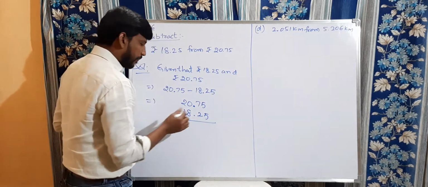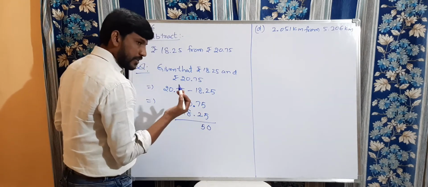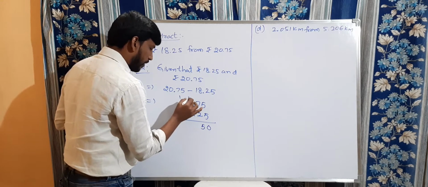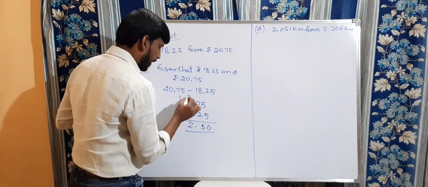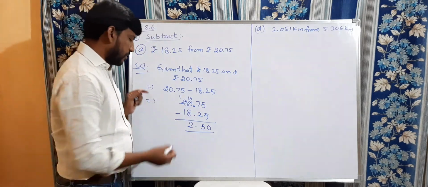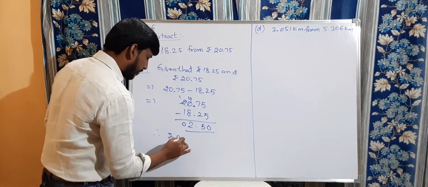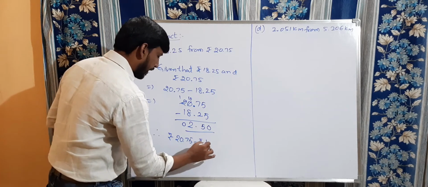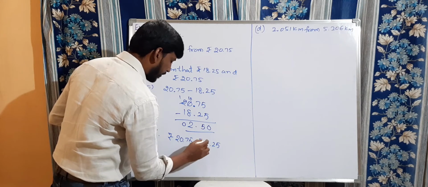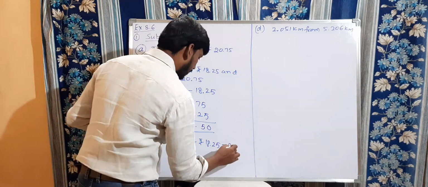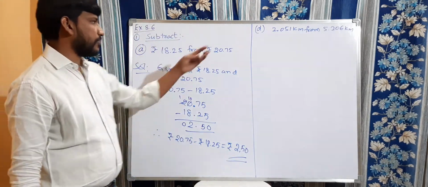Clear? It's not zigzag. Now 5 minus 5 is 0, 7 minus 2 is 5, 0 minus 8 is not possible. Now take the borrow. 10 minus 8 is 2. 1 minus 1 is 0. Clear? So therefore what is the value? Rupees 20.75 minus rupees 18.25 is equal to rupees 2.50. Clear, children? Now let us discuss one more problem.